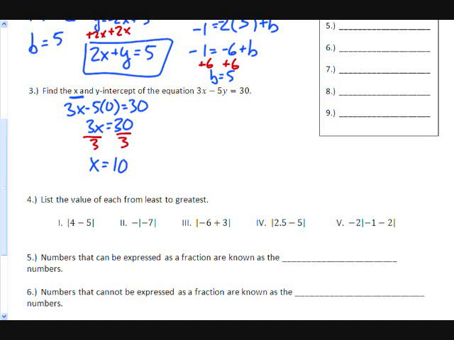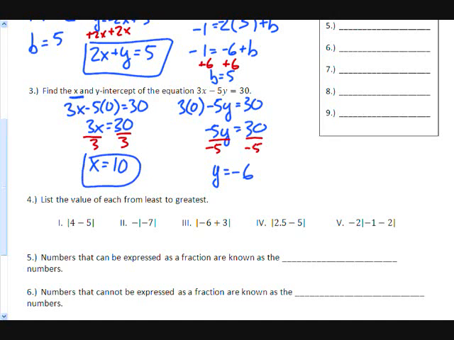So that's my x-intercept. For my y-intercept, now I plug a 0 in for x, and I solve for y this time. So that's going to give me a negative 5y equals 30. Again, I have to divide each side, so I divide each side by the negative 5. So I find out that y equals a negative 6. Okay, so I've got my x-intercept, I've got my y-intercept, and that's it. And you can also think of these as the ordered pair. That's 10, 0, and this one is 0, negative 6. Okay?